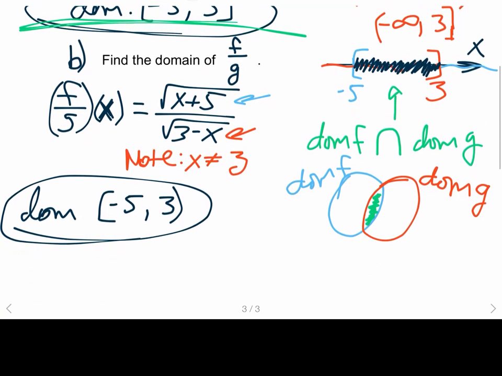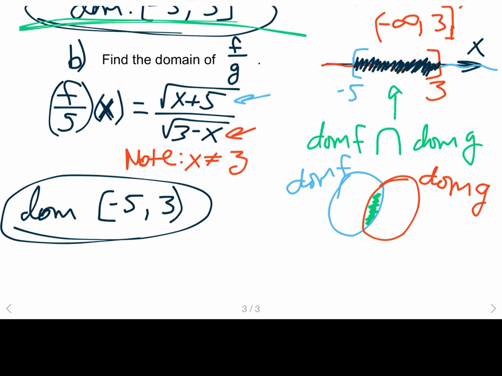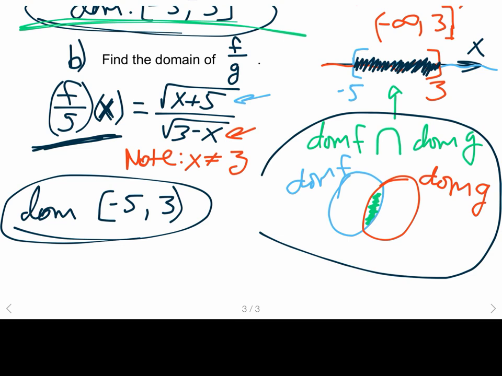Ultimately, the domain of something like f divided by g is going to be the intersection of the domains of f and g, with the added bonus that g of x cannot be 0 because it's in a denominator.